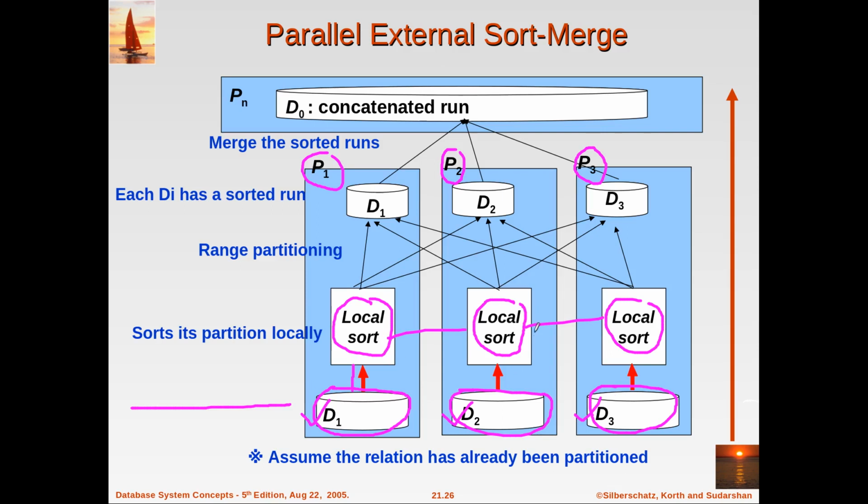Similarly, some sorting is being done here, but we don't know whether the value 50 will be here, or the value 20 may be there. So we cannot simply merge these two. We don't know in which way it has been partitioned.